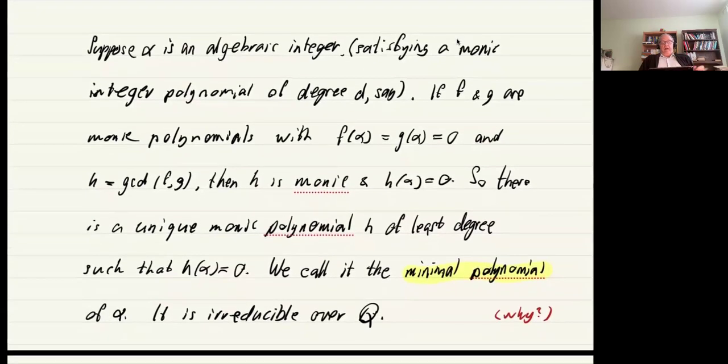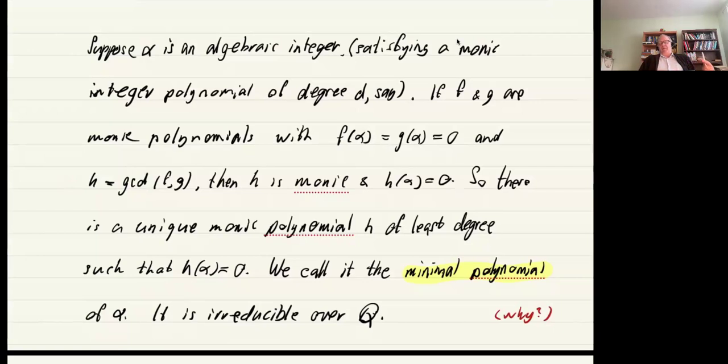Now we need a bit more theory about dealing with algebraic integers. So we're assuming now I've got an algebraic integer alpha. So it's a root of a monic integer polynomial of degree d, for argument's sake. Now, if f and g are polynomials with alpha as a root, then alpha is also a root of their GCD, and their GCD is monic. So if you've got an algebraic number, there's a unique monic polynomial of least degree which it satisfies. It satisfies lots of polynomials, but it's just this GCD argument that you need to prove that. And so we call that the minimal polynomial of alpha.